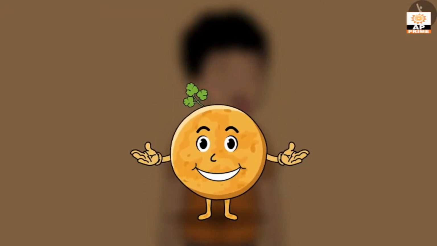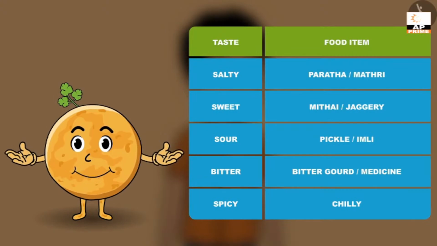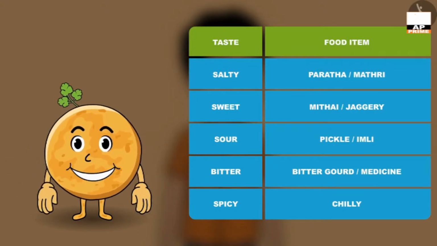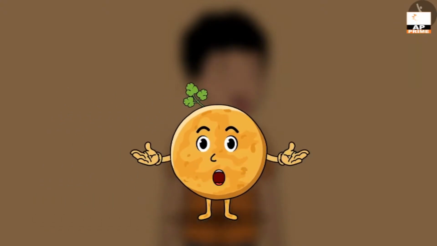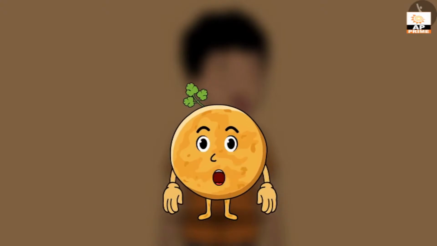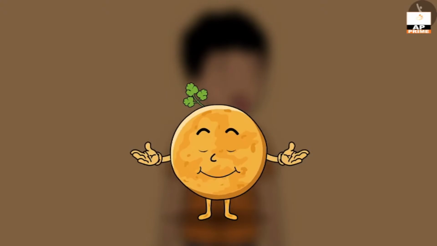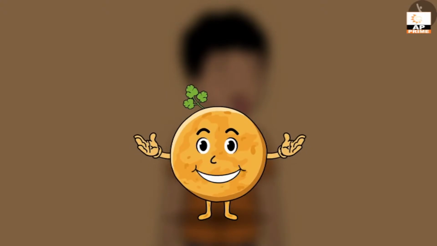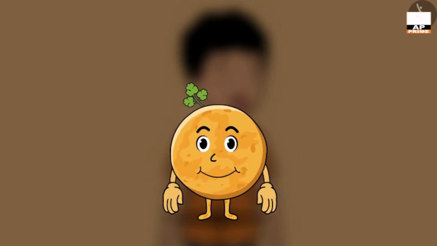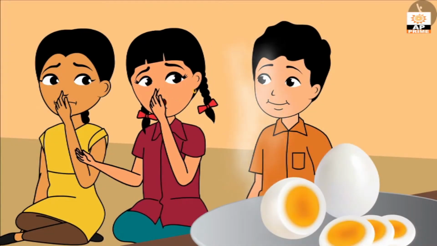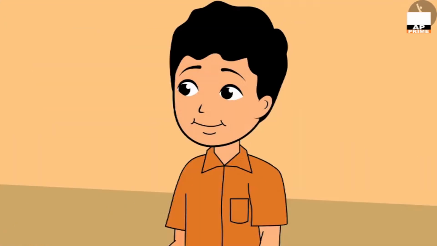Children, next time you eat something, remember the different taste buds on your tongue. Meenu's mother had boiled some eggs, and Geeta and Meenu did not like the smell of the eggs, while Ramesh was unaffected by the smell of the boiled eggs. Ramesh, how is it that you do not dislike the smell of boiled eggs?